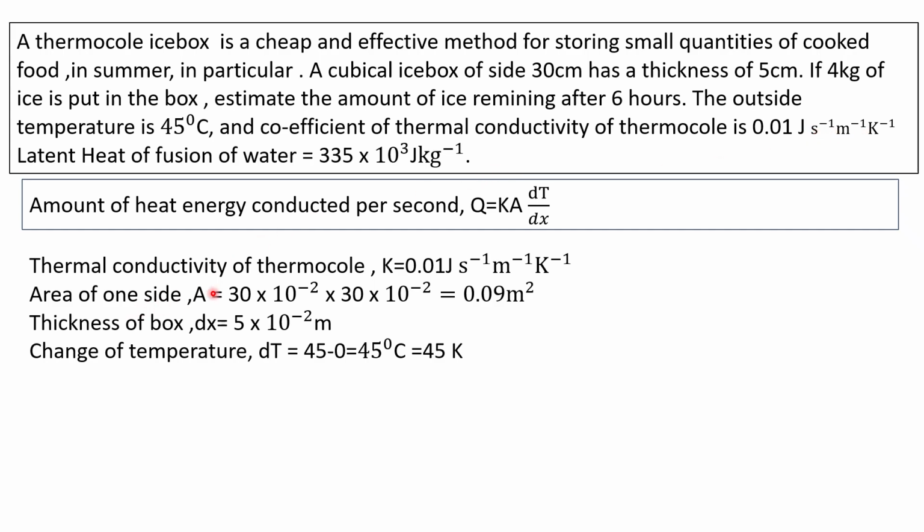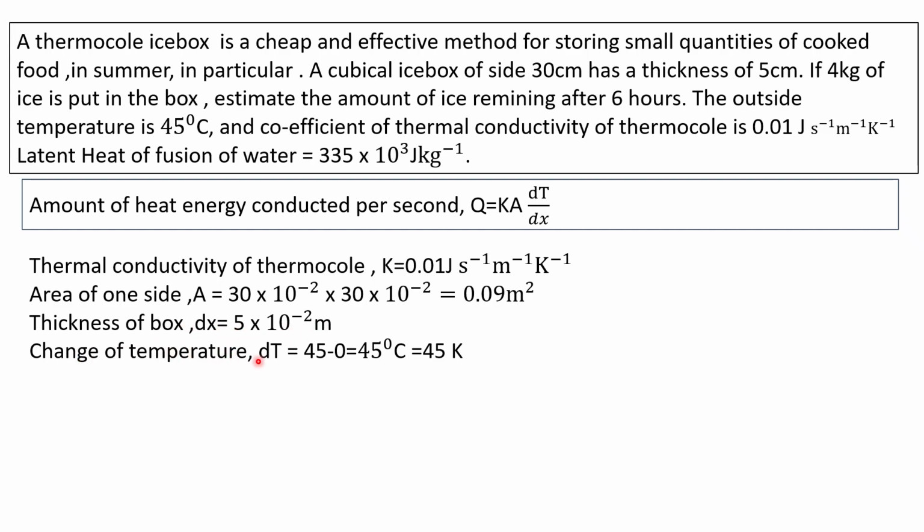Area of one side, for that we have the length of one side as 30 centimeter. First we have to convert it into meter. So 30 into 10 raised to minus 2. Area is equal to length square, that is 30 into 10 raised to minus 2 into 30 into 10 raised to minus 2. We get 0.09 meter square. Now the length or thickness of the box, dx is equal to 5 into 10 raised to minus 2.